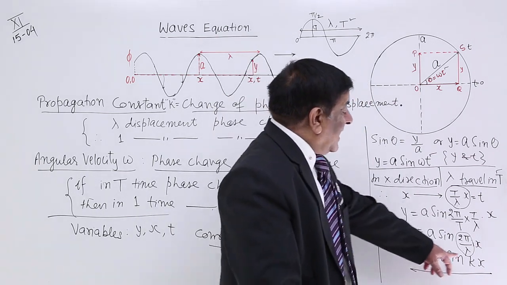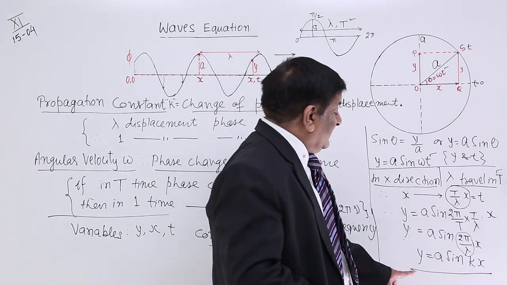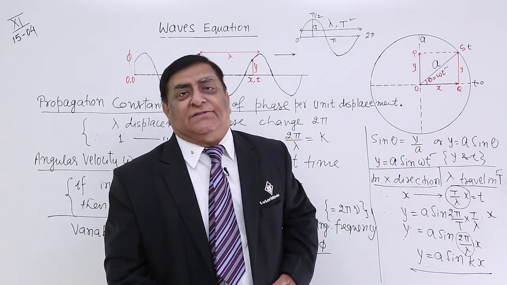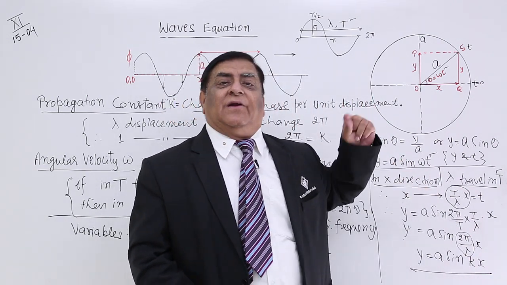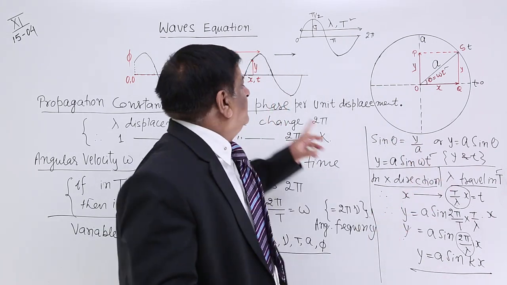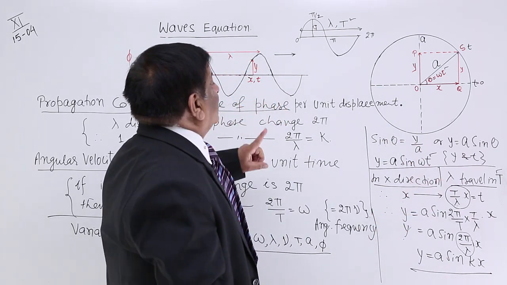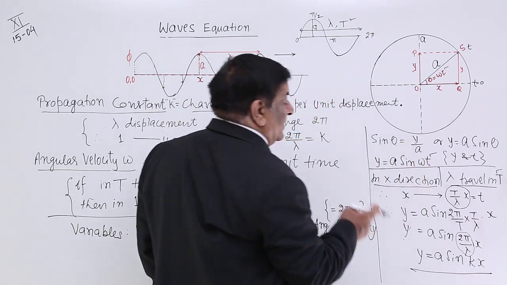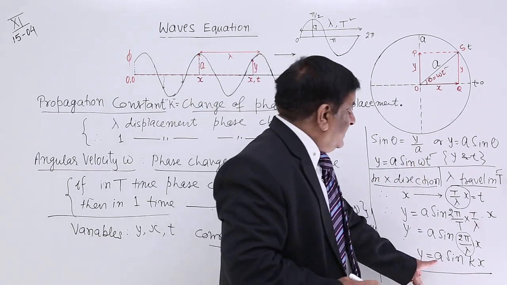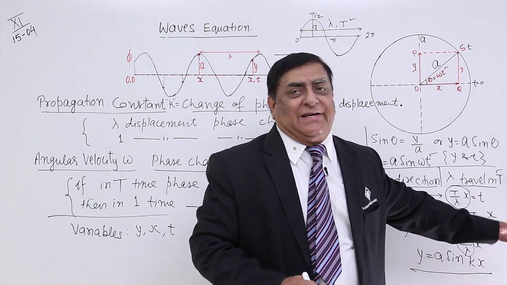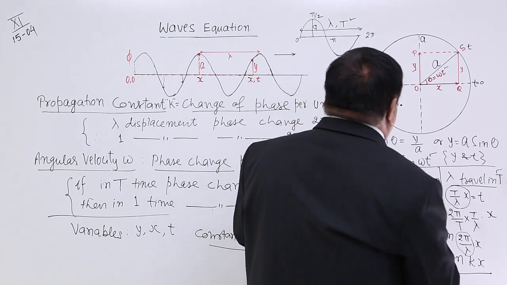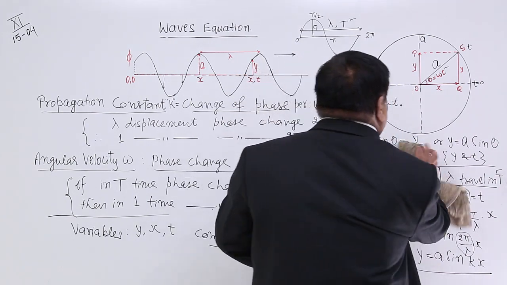Now here time does not appear. This is a relation between y and x. So we have separate relations for t and for x. What is the relation for t? y is equal to a sine omega t. What is the relation for x? Y is equal to a sine kx. So I will write these two equations separately and clearly.